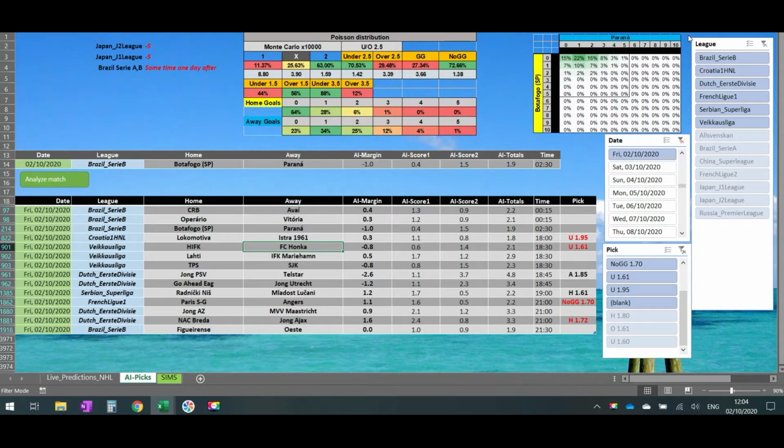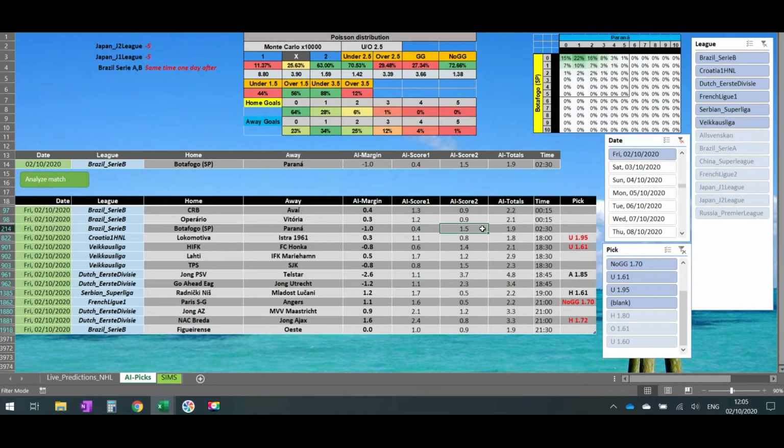So it seems that the actual games for today are from six leagues: Brazil Serie B, Croatia's first league, then the Netherlands' second league, Eerste Divisie, the first league of France, the Serbian Superliga, and then the Finnish Veikkausliiga, as you can see here. And here are the games according to their league. So we have those four numbers.